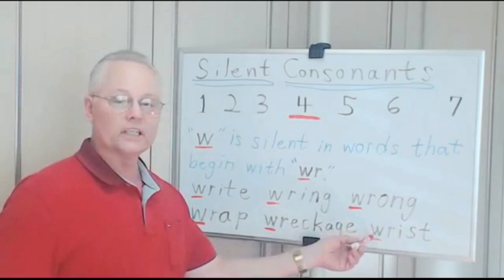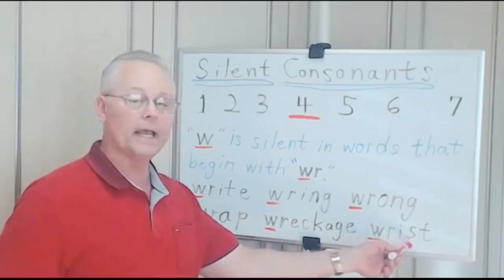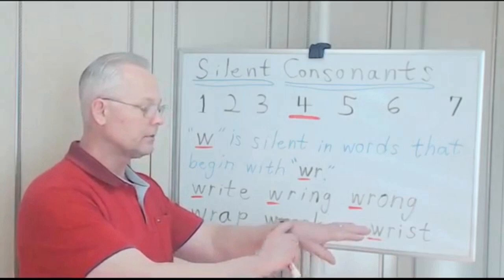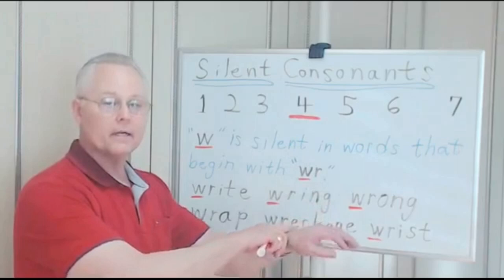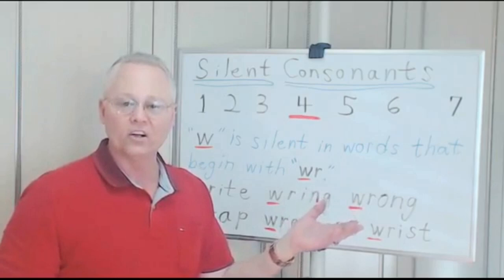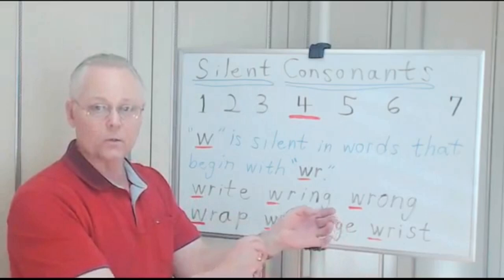Wrist. Wrist. The W is silent. R, I-S-T, ist. Okay? And what is a wrist? Well, this is my arm. This is my hand. This is my wrist. Where the hand and arm meet, that's called the wrist. Where your foot and leg come together, that's called the ankle. This is a wrist. This is a wristwatch because it's a watch worn on my wrist.